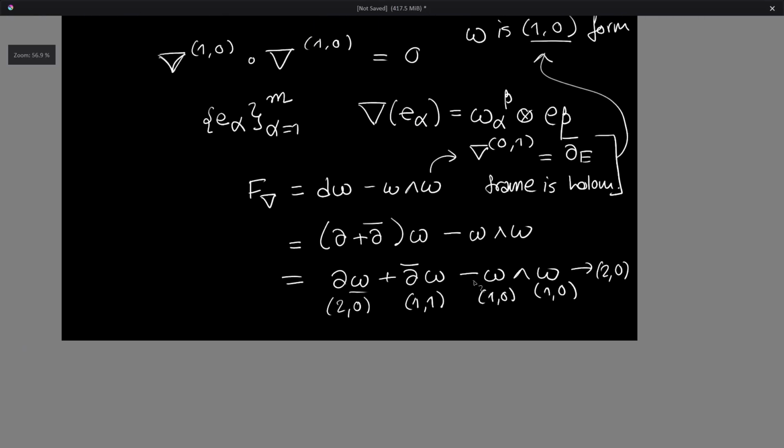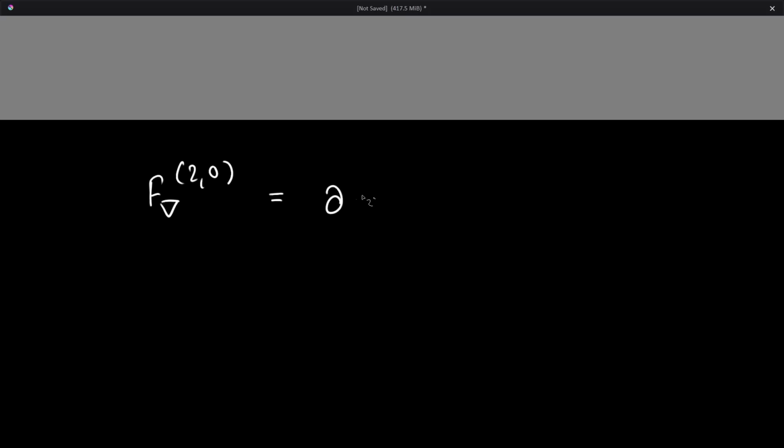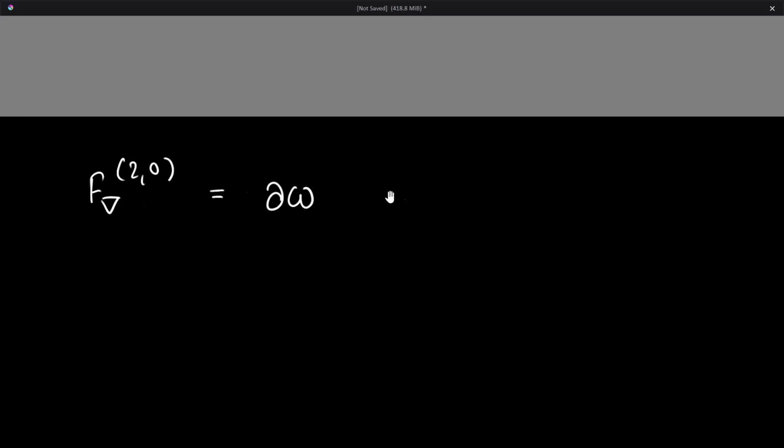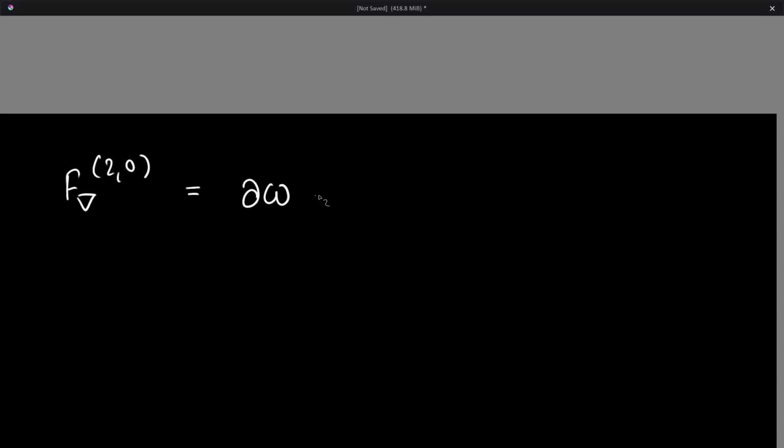So what we really want is the 2-0 part. So the 2-0 part is, let's say, omega 2-0, or F nabla 2-0, is equal to partial omega plus or minus omega wedge omega.